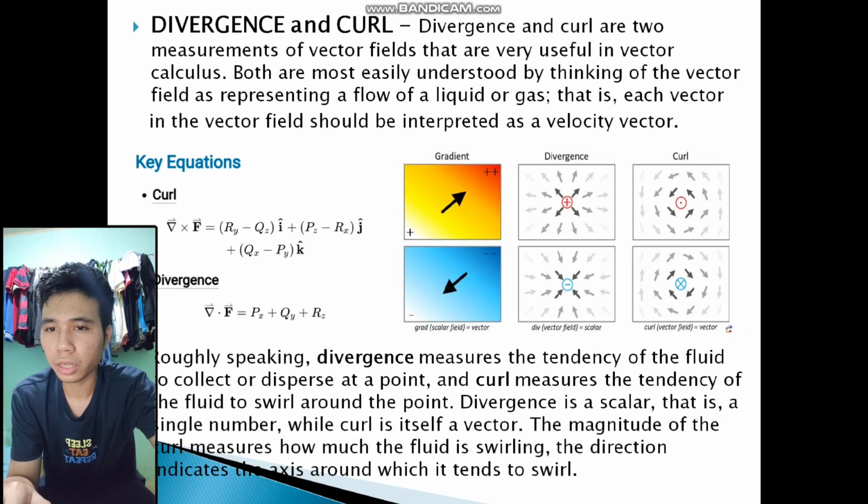Divergence is a scalar, that is a single number, while curl itself is a vector. The magnitude of the curl measures how much the fluid is swirling. The direction indicates the axis around which it tends to swirl.